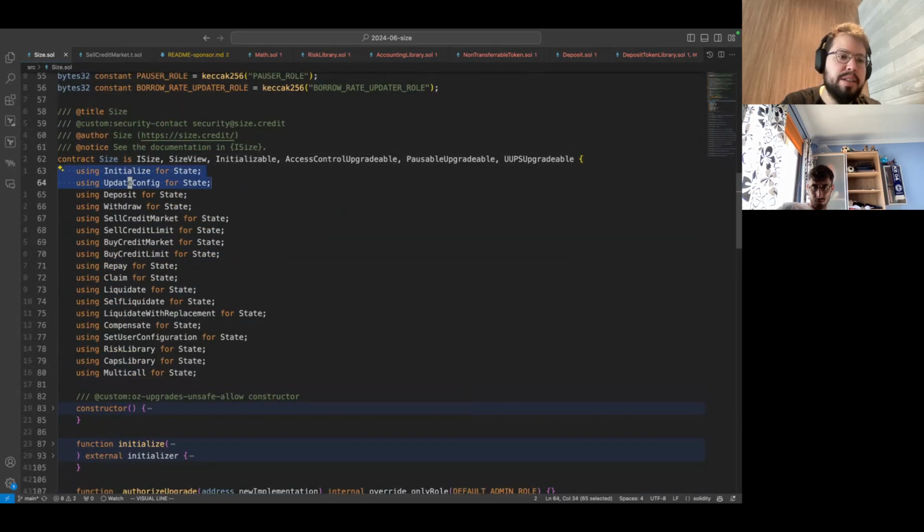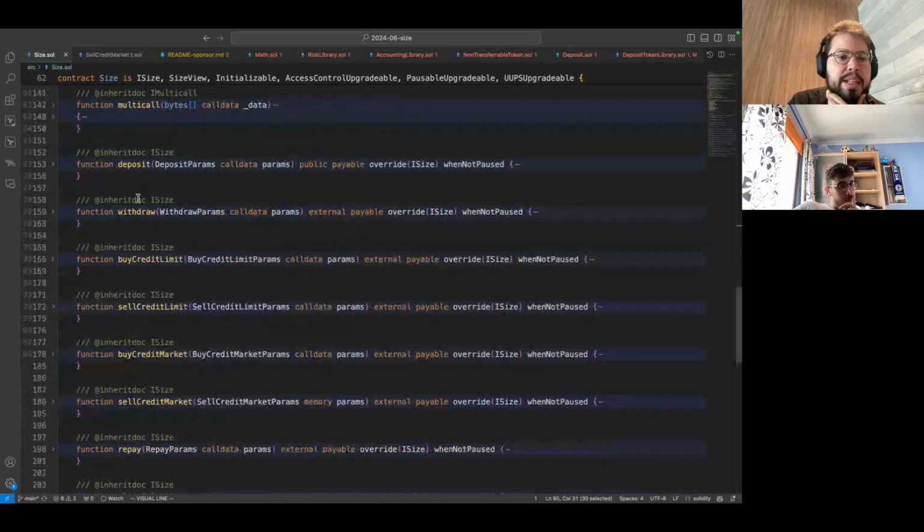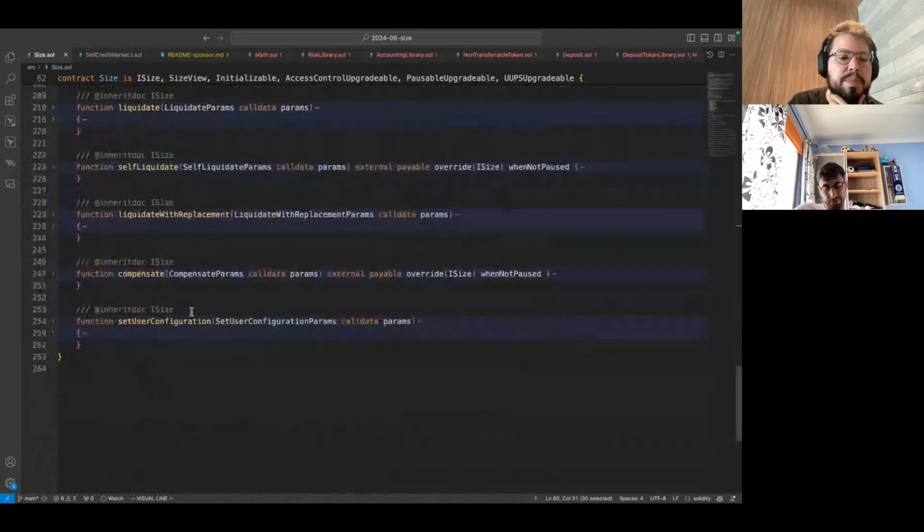So yeah, you can see them through here: you can deposit, withdraw, sell credit market, this is to borrow, sell credit limit, a limit order to borrow, same for lend. Then you can repay, you can liquidate, you can compensate that with credit. That's very specific, but basically that's another idea. You can change the user configuration, you can do a multi-call. So there are all these actions, and they are all one function. And there are also some admin functions like pause and unpause. But basically, you can deposit, withdraw, limit orders, market orders, repay, liquidate, etc.